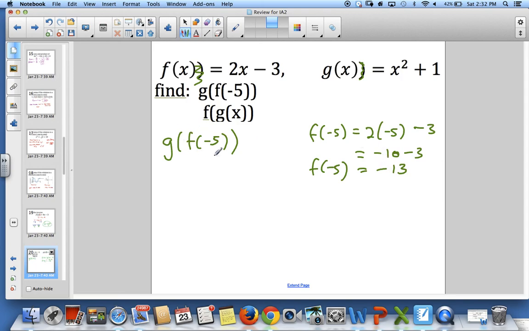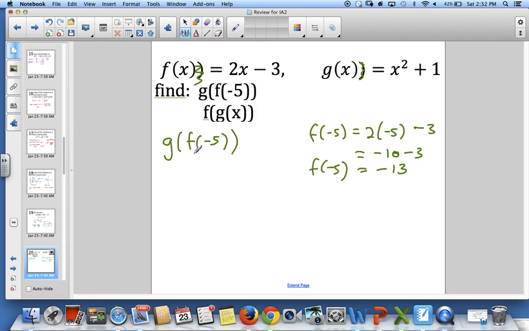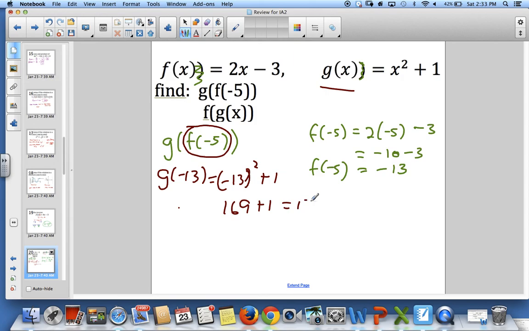So this part right here is the same thing as negative 13. So I have g of negative 13, which means I go to function g, replace the x with negative 13. Negative 13 in parentheses squared plus 1. Now, if you're doing this in a calculator, make sure to put parentheses around negative 13, otherwise your answer will not work. So that's going to be 169 plus 1, which is 170. So that's the answer we're looking for in that problem.